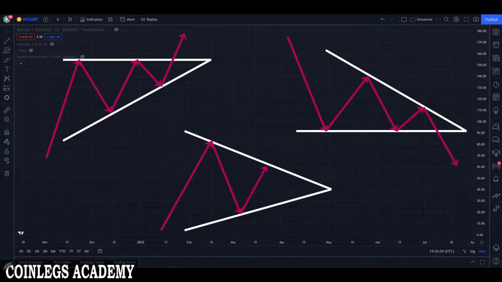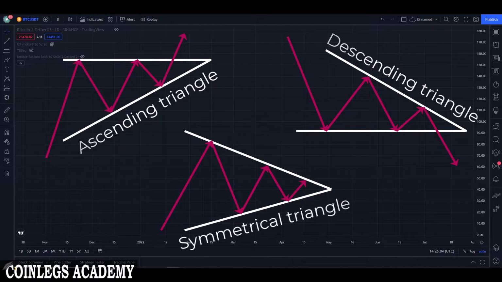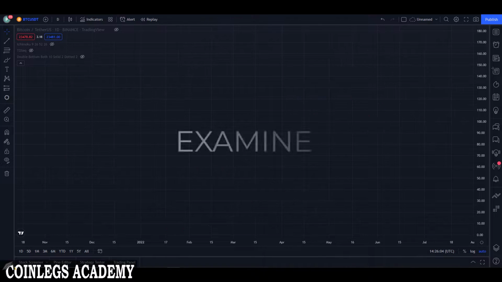There are three potential triangle variations that can develop as price action carves out a holding pattern, namely ascending, descending, and symmetrical triangles. Now let's examine all of them.